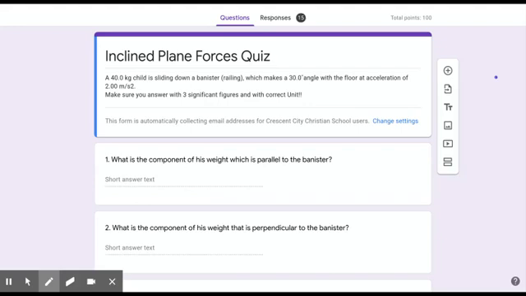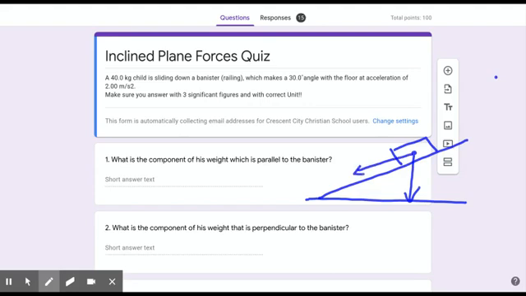A 40-kilogram child is sliding down a banister. So we have this child sliding down, which makes an angle of 30 degrees with the floor at acceleration 2 meters per second squared.